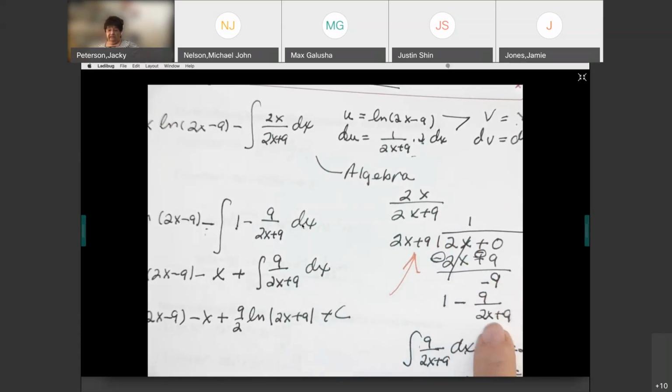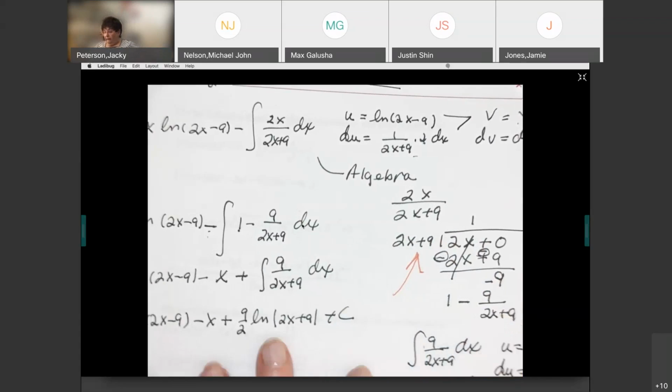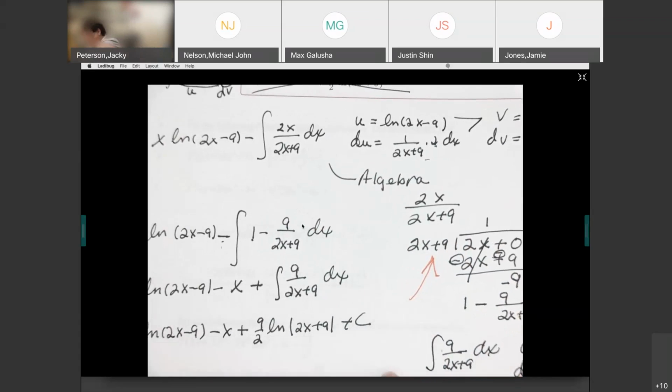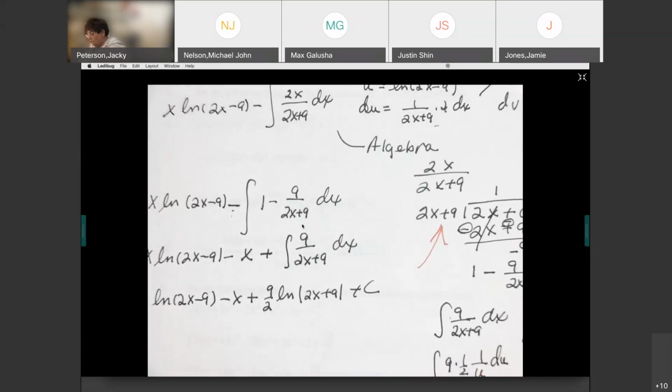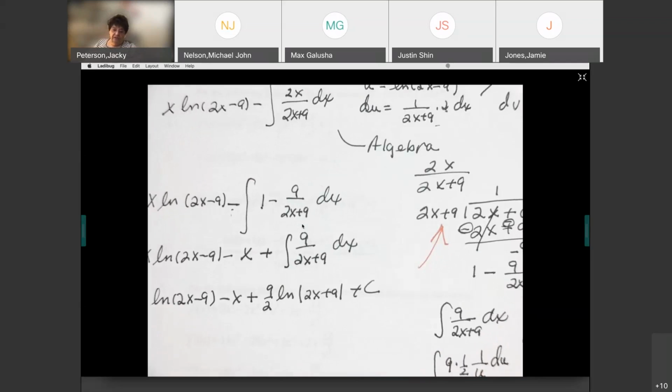Then I look at that and I say, oh, that's natural log, except for a constant. Because if I differentiate 2x minus 9, what do I get? 2. So it's natural log. So that's why I'm going to have to basically say you either did it or you didn't.